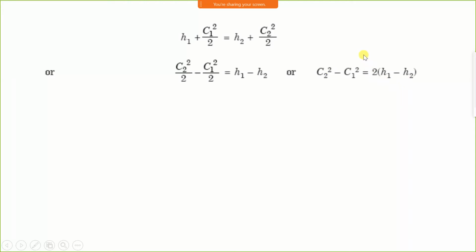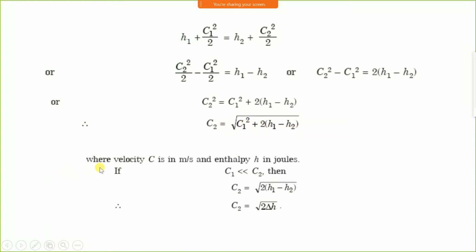In most cases, we consider initial velocity as 0 or negligible. We have to calculate the final velocity of the steam. Therefore, C2 square is equal to C1 square plus twice (H1 minus H2). C2 is equal to the square root of C1 square plus twice (H1 minus H2), where velocity C is in meters per second and the enthalpy H in joules. If C1 is very small compared to C2, then we neglect C1 and write C2 as the square root of twice (H1 minus H2), and H1 minus H2 is the delta H.